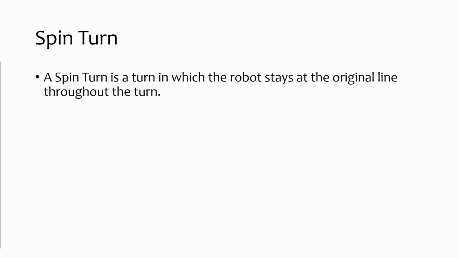As the name suggests, the spin turn, unlike the pivot turn, lets the robot stay at the original line throughout the turn. Let's look at an example. Here's a horizontal line. As you can see, the robot is facing towards the right, and the motor B is on the top. Now if we make a 180-degree spin turn, both motor B and C move in opposite directions. So, because of this, the robot gets to stay on the same horizontal line, it just changes direction.